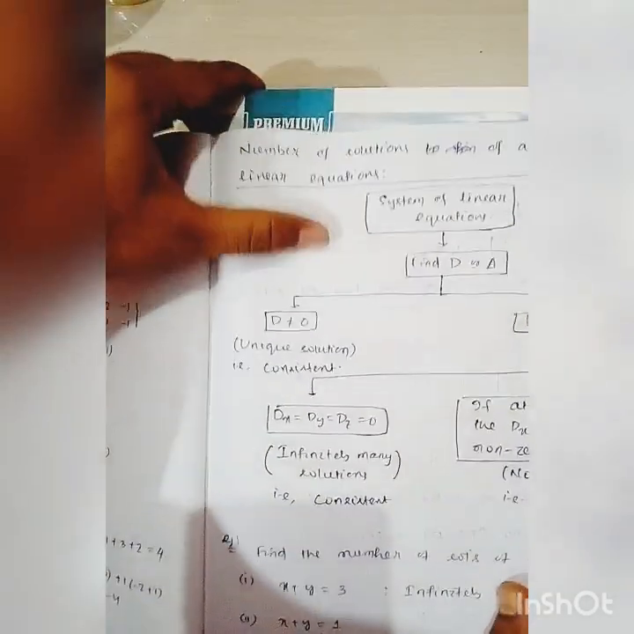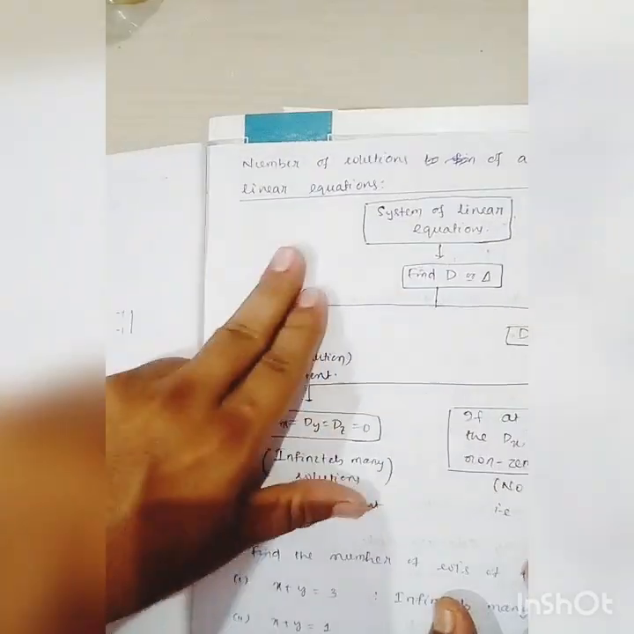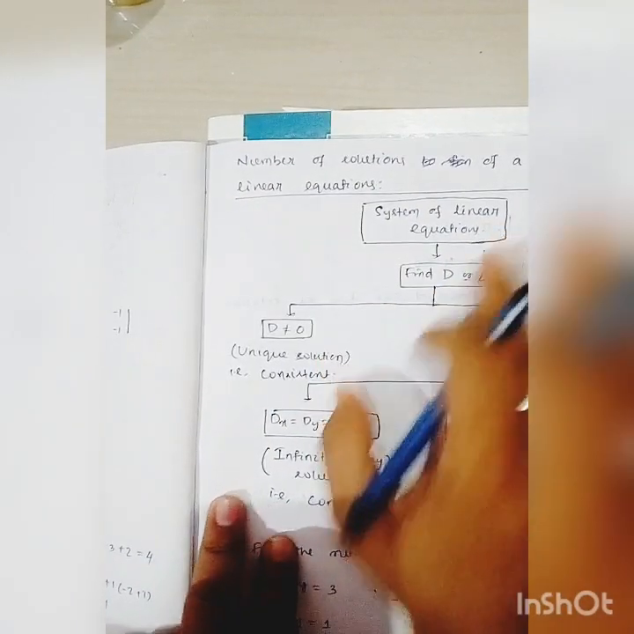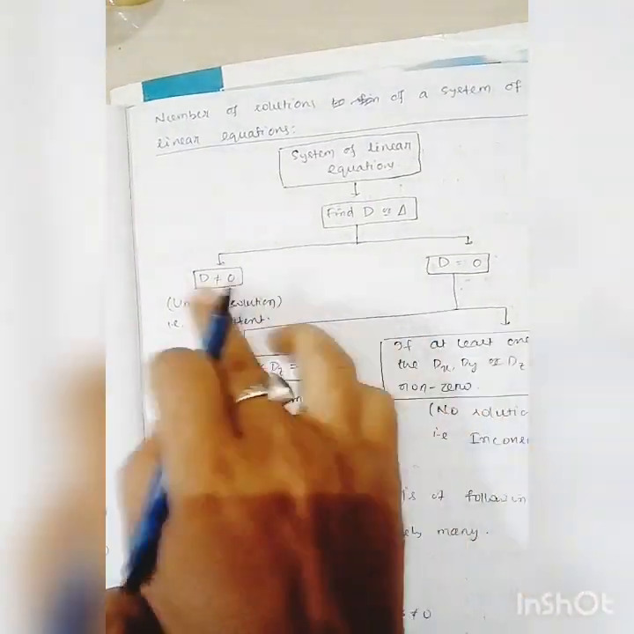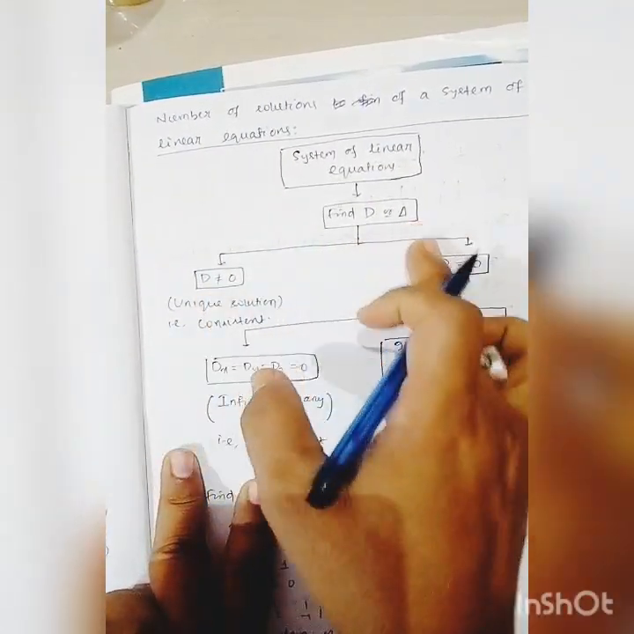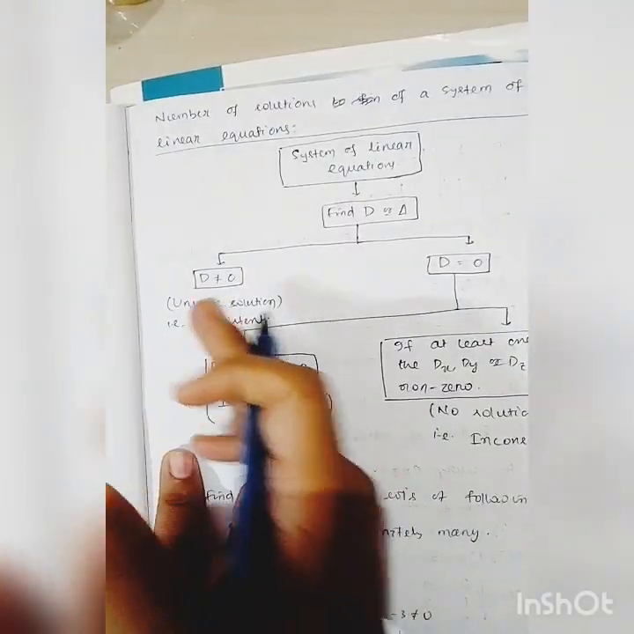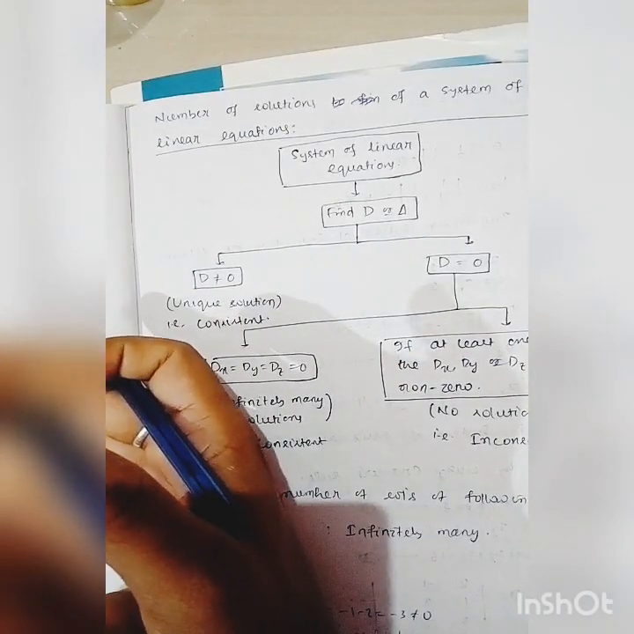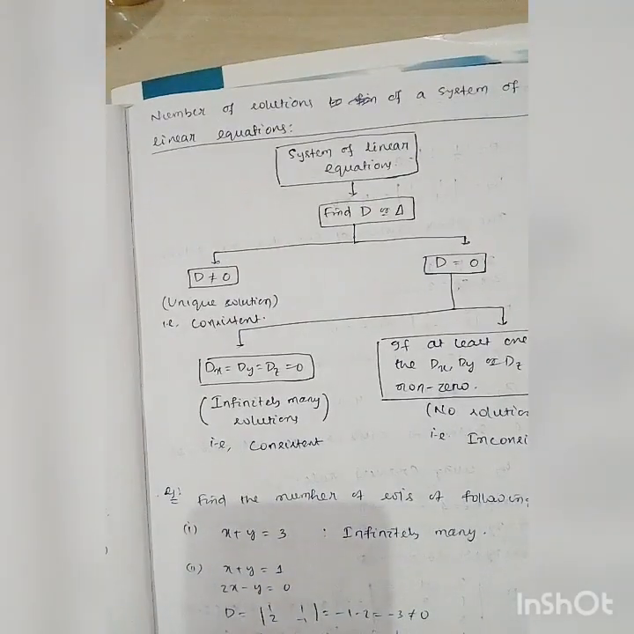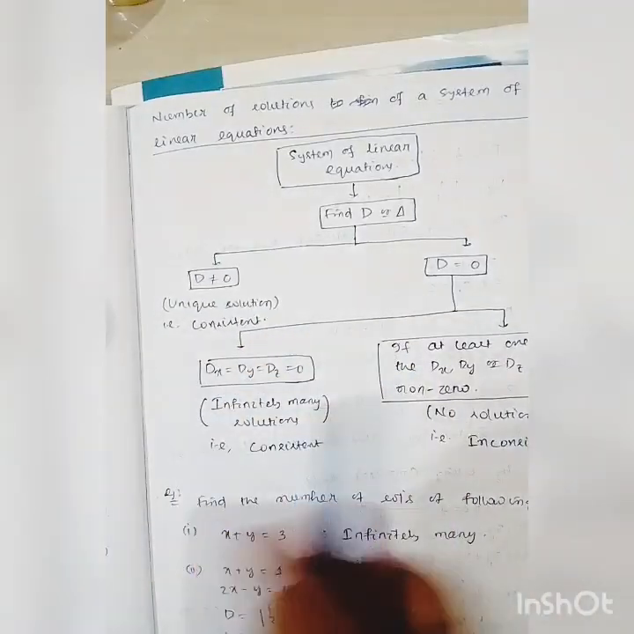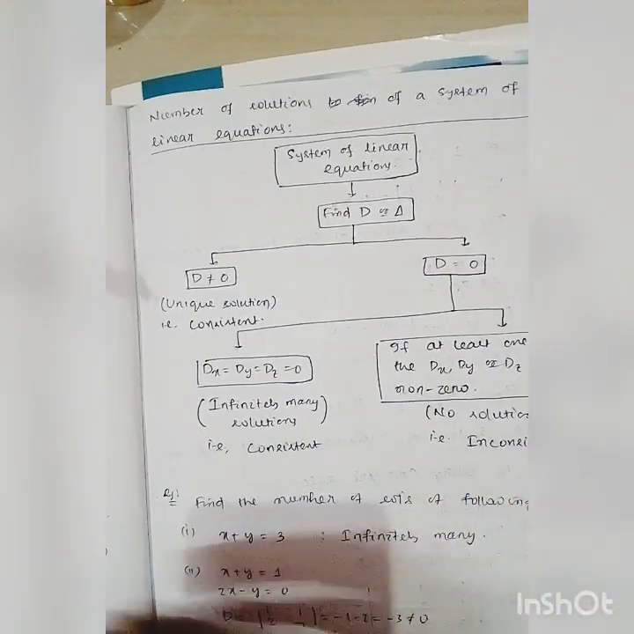Now, the number of solutions of a system of linear equations. Suppose a system of linear equations is given; find D or del, the determinant of the coefficient matrix. First of all, we have to find D. D is either non-zero or 0. If D is not equal to 0, there is nothing to prove: the system of equations has a unique solution. If D equals 0, then the system of equations may have a unique solution, or infinitely many solutions, or no solution.